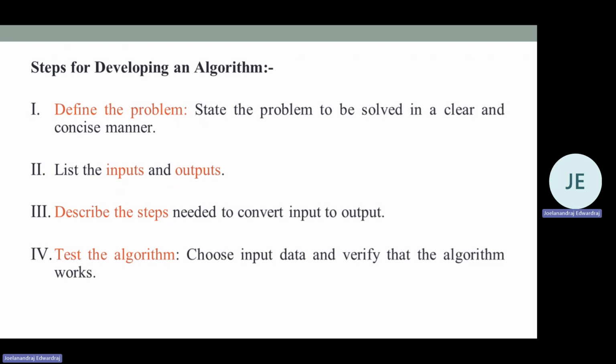Then we get the GCD as the output, right? We are trying to find the GCD of two numbers. That is the output, so we have to define the output clearly. Got it, guys? The third step is to describe the steps needed to convert the input to the output. That is the important thing.